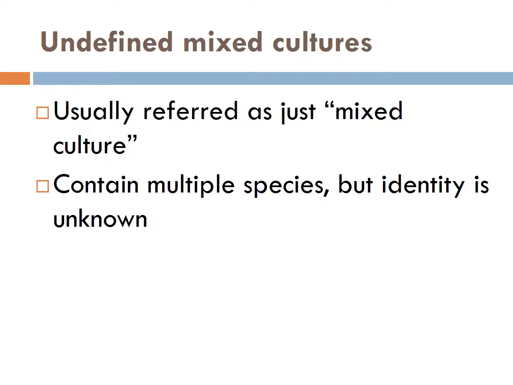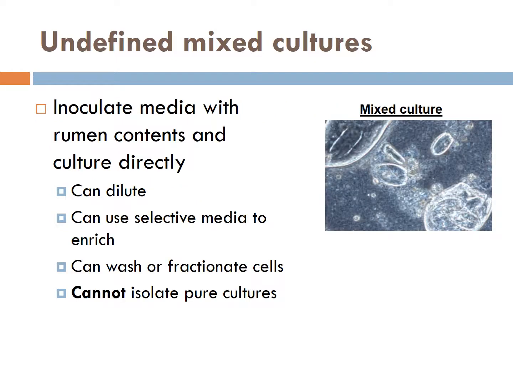Undefined mixed cultures are usually referred to as just mixed cultures. These contain multiple species, but their identity is unknown. To make an undefined mixed culture, we first inoculate media with rumen contents and then culture from that directly.